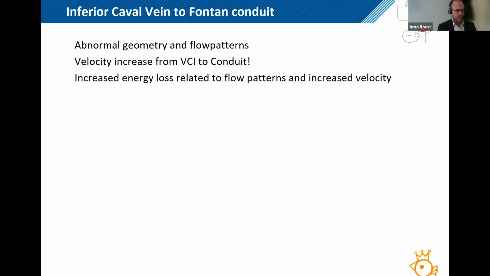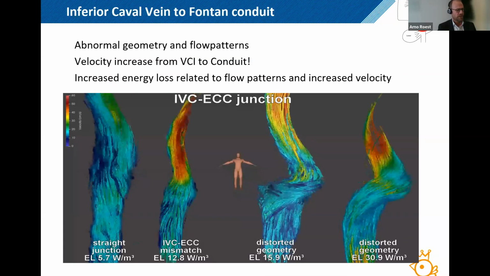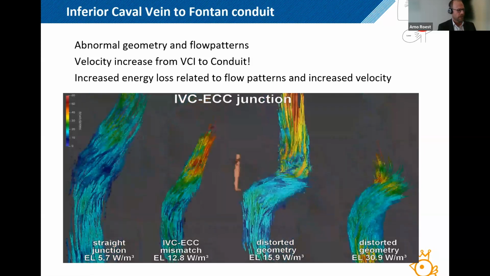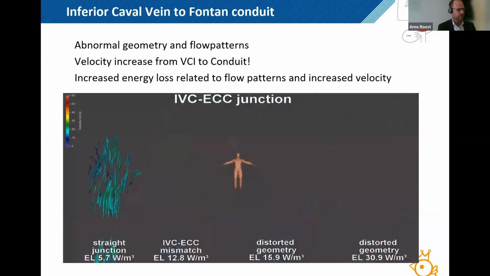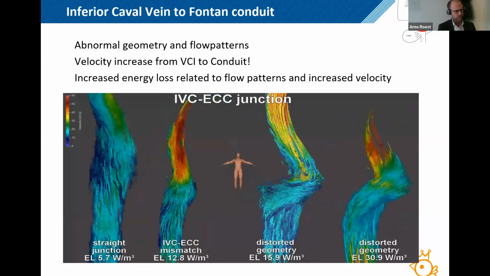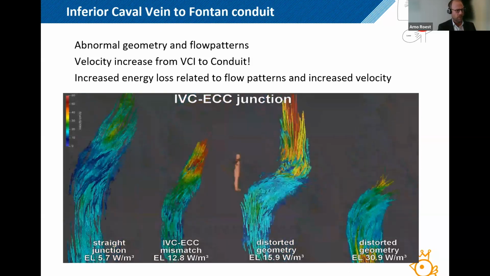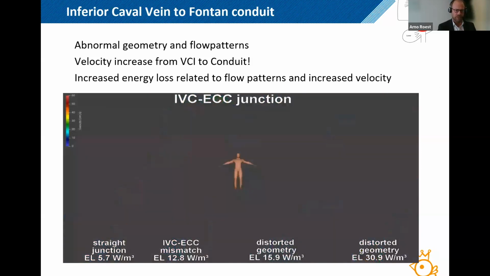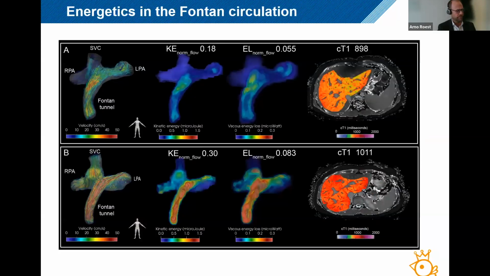So all the different areas of the Fontan circulation can show abnormal flow velocity. This is an example of where we studied the connection between the inferior caval vein towards the conduit. And as you can see on the left, it's quite a nice, straightforward connection. But the two examples on the right are patients with a really disturbed connection between the inferior caval vein towards the conduit with increased energy loss over there. And you can imagine that is not contributing to an efficient Fontan circulation.